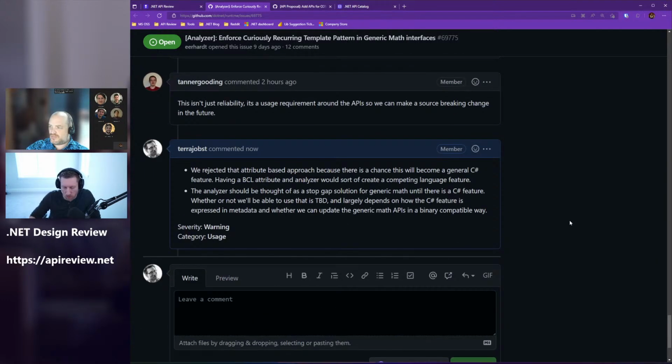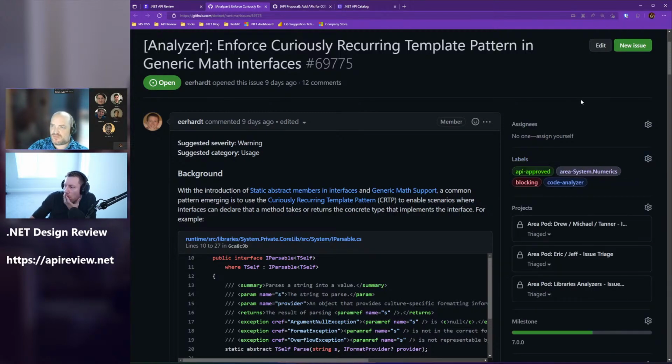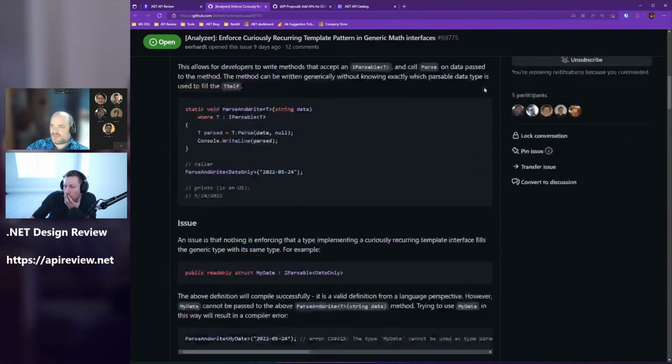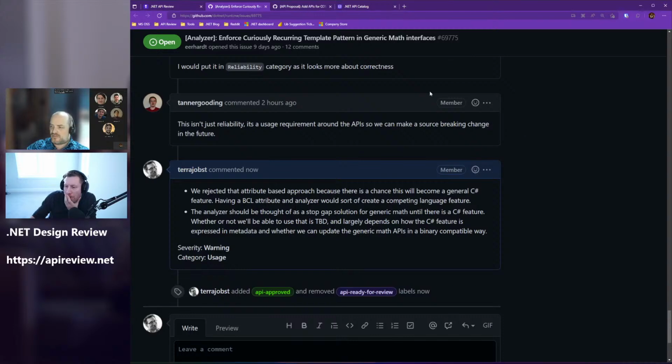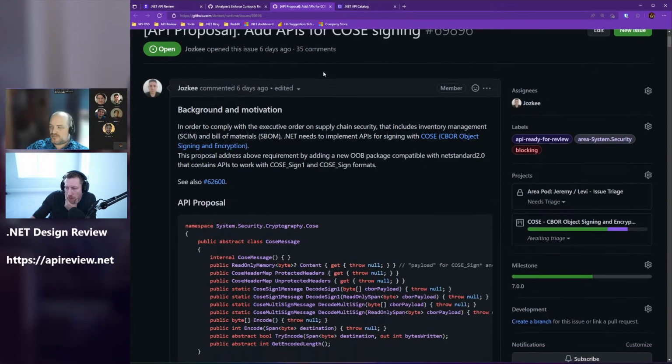All right. Given that there was no more pushback, I think we can probably do this. All right, then this one, add APIs for COSE signing. Oh god, it's crypto. It is crypto. And since David's not here, I guess it's me.